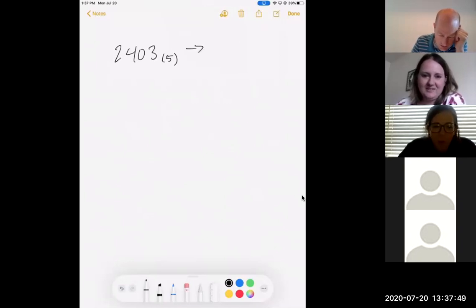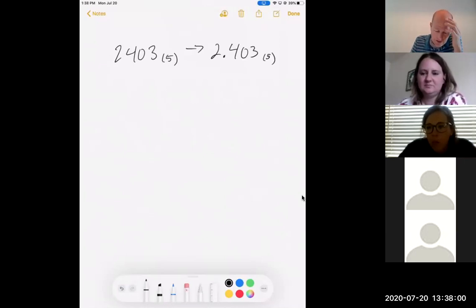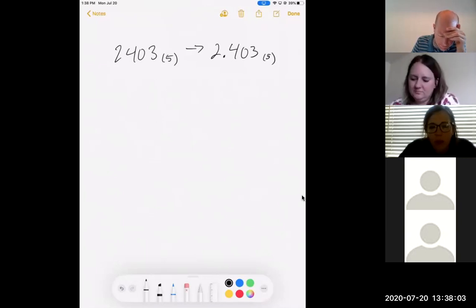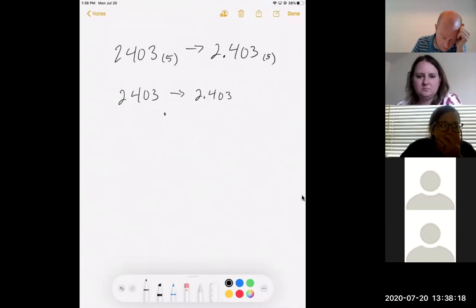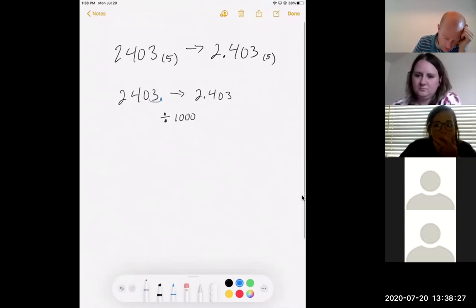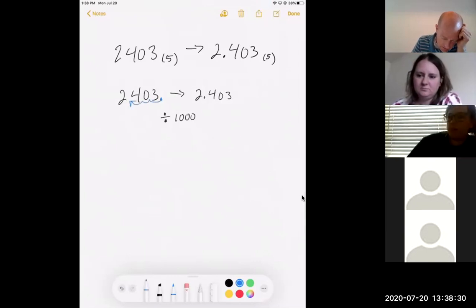So we need to do some math operation to get this answer. So we operate on 2403 base 5, divide, get 2.403 base 5. This was base 10. Okay, so I think we need to just divide by 1,000, right? Yes. Yeah. But we're working with base, yeah, so you divide by 1,000, the decimal moves, starts here and it goes 1, 2, 3. Okay. And ends up here.